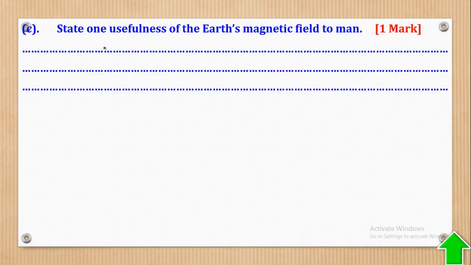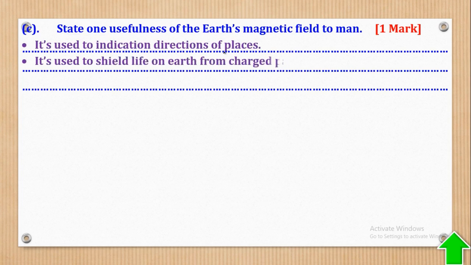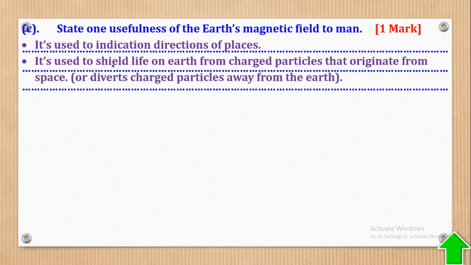Then part C says, state one usefulness of the Earth's magnetic field to man. So one, we can say that it is used to indicate directions of places. And two, we can say that it is used to shield life on Earth from charged particles that originate from space, or to divert charged particles away from the Earth. Any of the two.